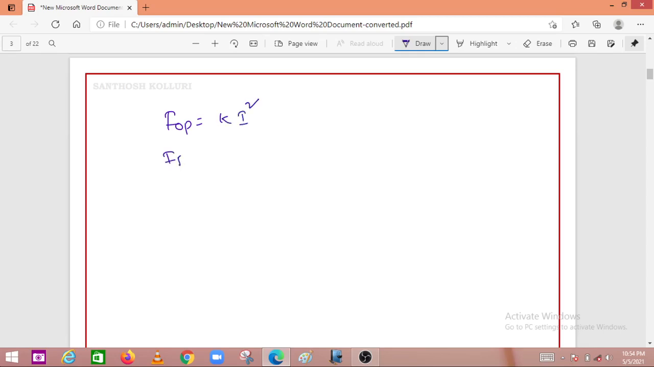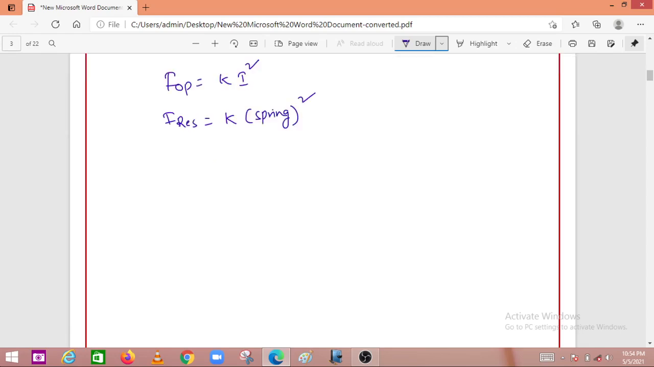And what about the restraining force? The restraining force is equal to K into spring current whole square. This electromagnetic attraction type of relay is used for DC as well as AC, but there is some limitation in the application of AC, that we will see. In case of DC application, the current flowing through the coil is a DC current, or a unidirectional current.